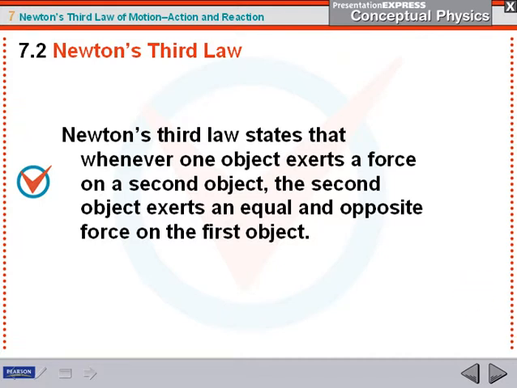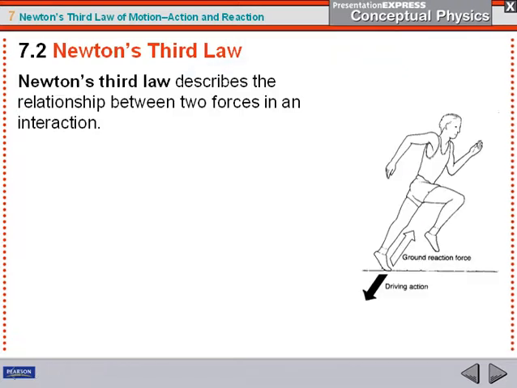This is Newton's third law. Newton's third law states that whenever an object exerts a force on a second object, the second object exerts an equal and opposite force on the first object. So once again, we're talking about that interaction, the two forces in an interaction.